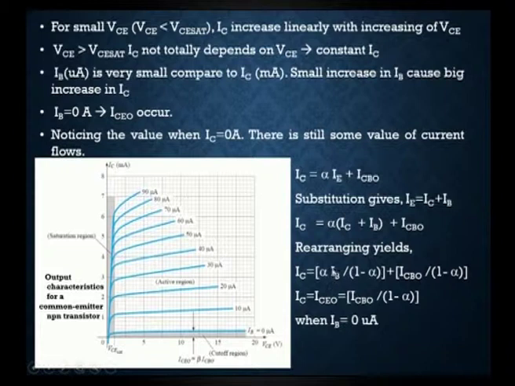So, here we substitute IB is equal to 0, so this entire term will be 0. The remaining term alone represents IC. So, IC is equal to ICEO, which is equal to ICBO divided by 1 minus alpha. This is the expression that we get for the collector current.